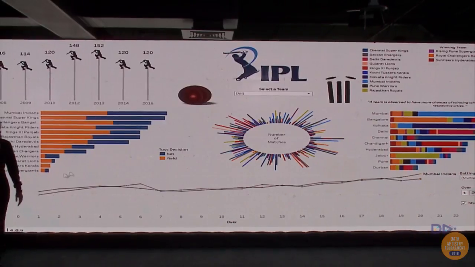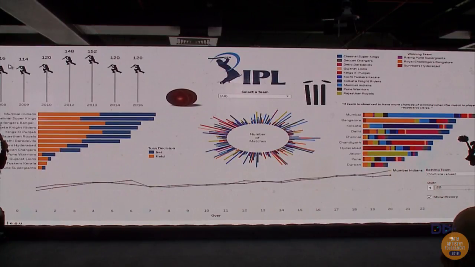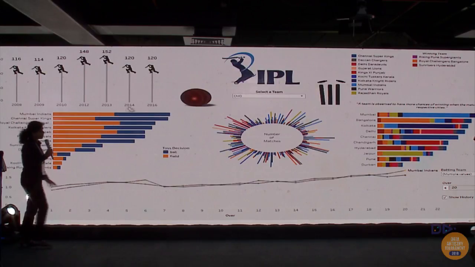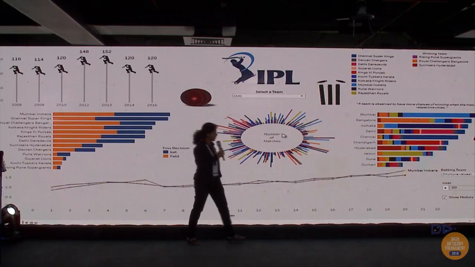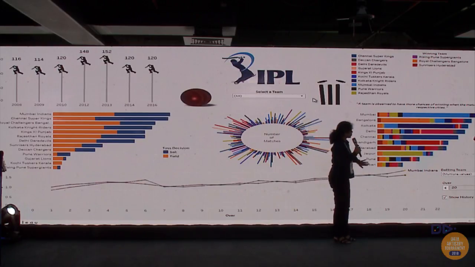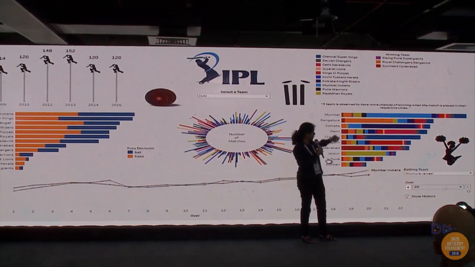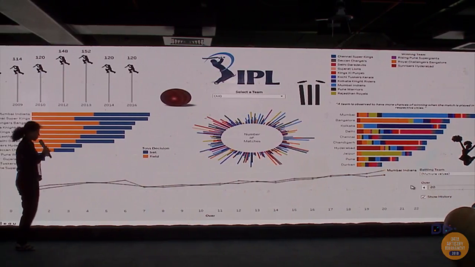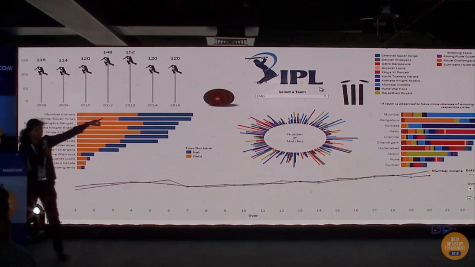This is our dashboard. This gives the total number of wins. This gives the toss decision the winning team selected. The bar represents the run rate, and the circle represents the day which they have played. This bar chart shows that the maximum number of games were held at Mumbai. And the trend chart here shows the average run rate. I would like my judges to select a team from that space.